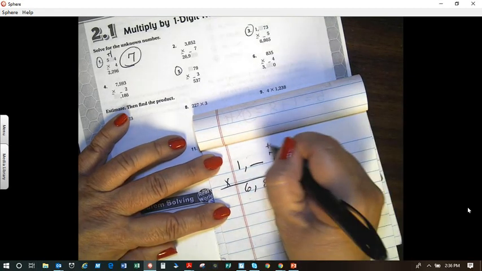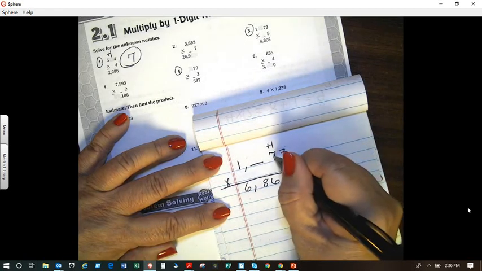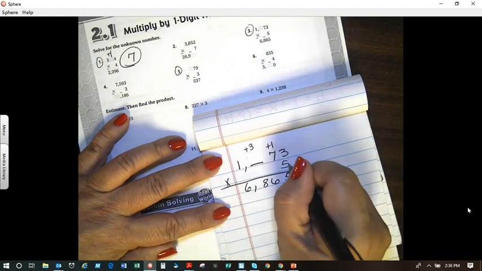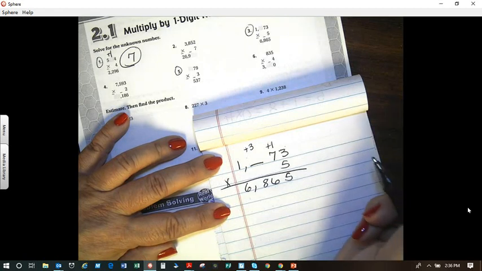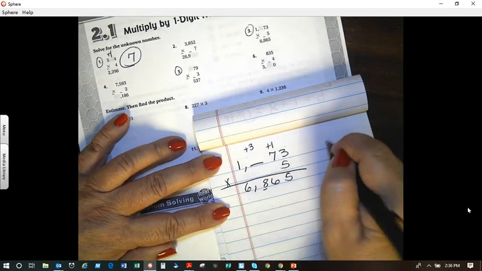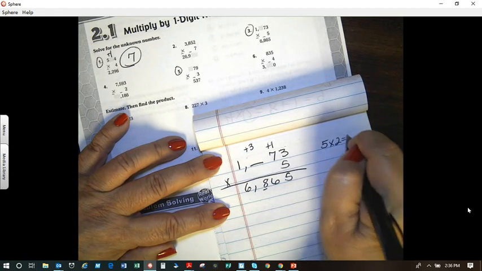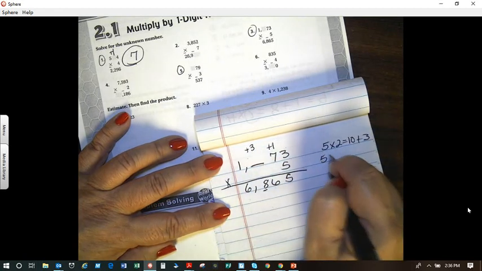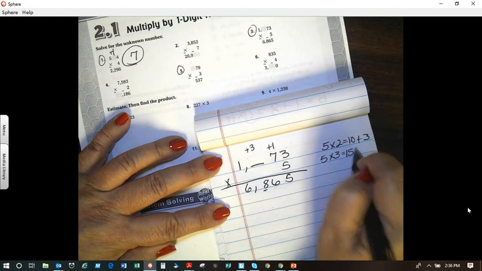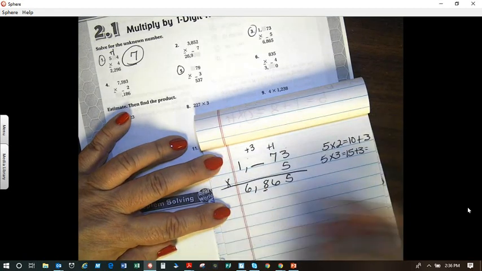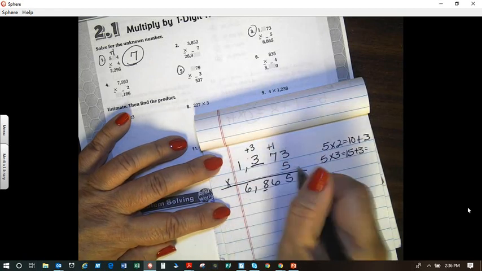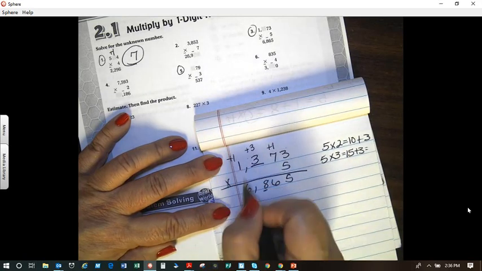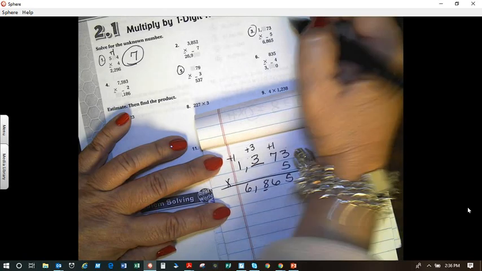I'm going to regroup my 1. 5 times 7 is 35, plus 1 is 36. So I'm going to regroup my 3. 5 times what plus 3 will get me something that ends in 5? All right, so let me do this. 5 times 2 equals 10 plus 3. Well, that'll be 13. That won't work. 5 times 3 equals 15 plus 3. Well, that equals 18, so that's a really strong possibility. So let me put my 3 here. 5 times 3 is 15, plus 3 is 18. Regroup my 1. 5 times 1 is 5, plus 1 is 6. So my unknown number is 3.